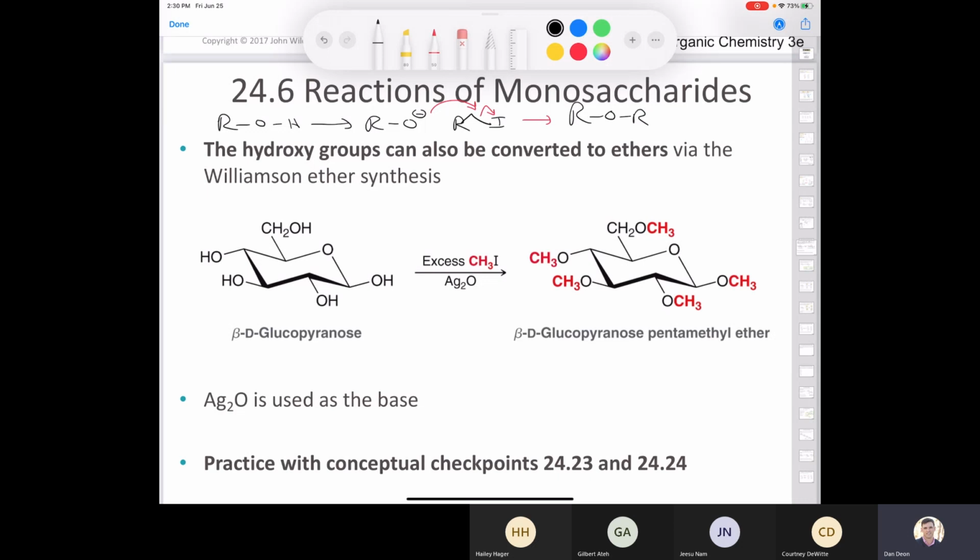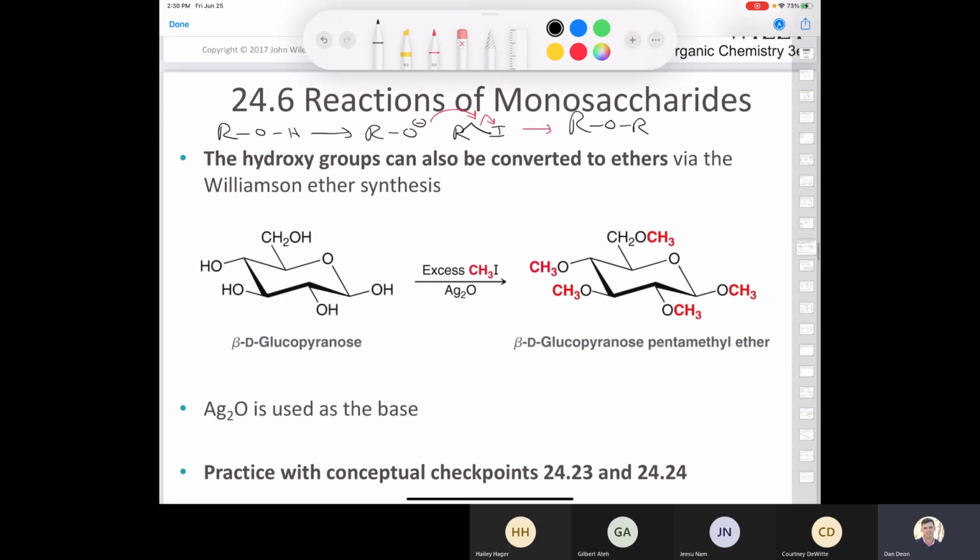That's Williamson ether synthesis. Well, the thing is, when we did that, we usually used really strong bases. And the problem is, if you use a strong base in the presence of a pyranose, like as is shown here, you get something called epimerization that occurs, and you wouldn't want that to occur. Basically, it's like a type of racemization. It's not racemization, but you mess with the stereochemical configurations at some of the stereocenters, and I'll talk about that more later on.